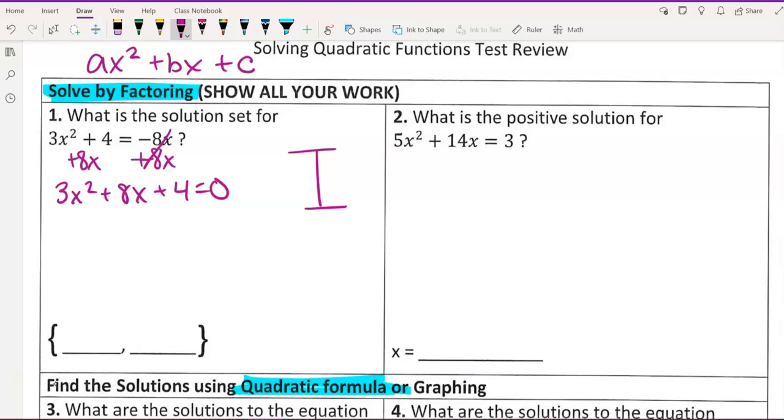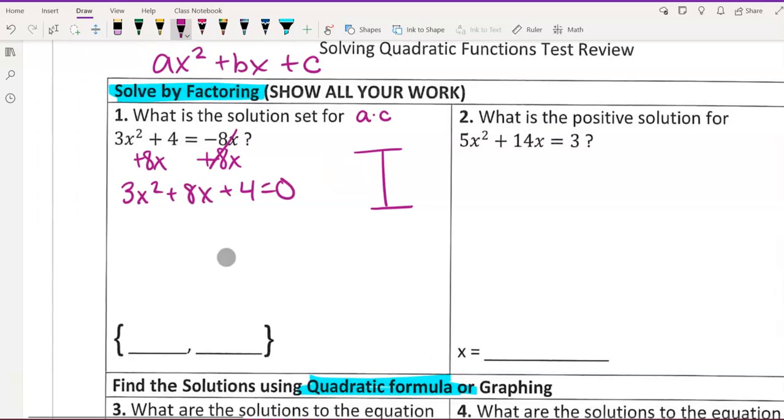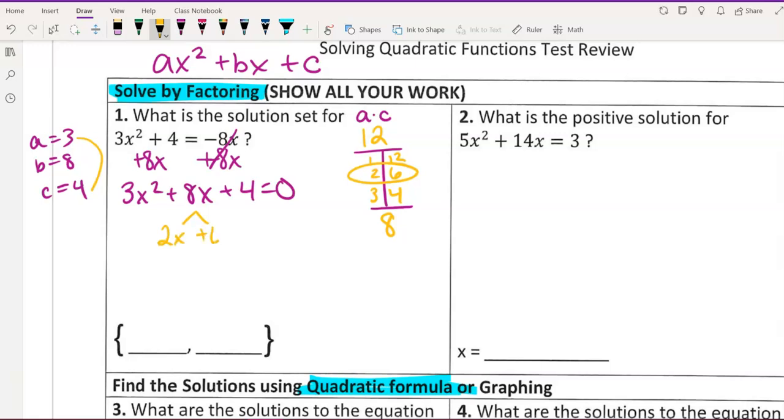And at the top of the t-chart, we do a times c. Oh, I guess I should write ABC. A is 3, B is 8, and C is 4. So at the top, A times C, A is 3, and C is 4. So 3 times 4 is 12. And at the bottom, we have 8. So factors of 12, we have 1 and 12, 2 and 6, 3 and 4. Which of these add up to 8? 2 and 6. So that's what we're going to use to split the middle here. Instead of 8x, we're going to say 2x plus 6x, bringing down that 3x squared and the 4.